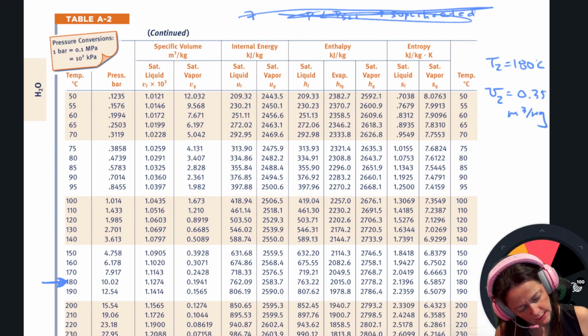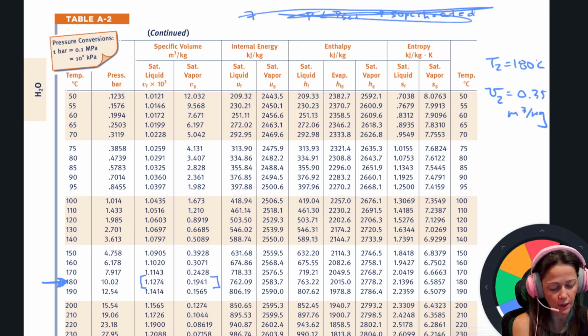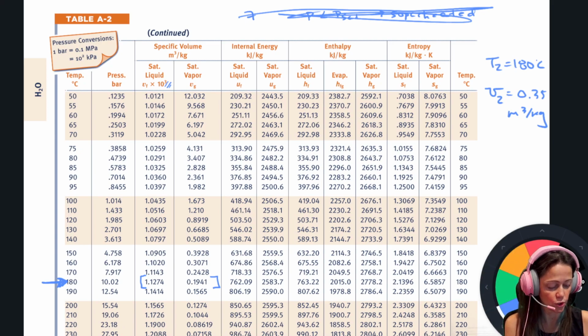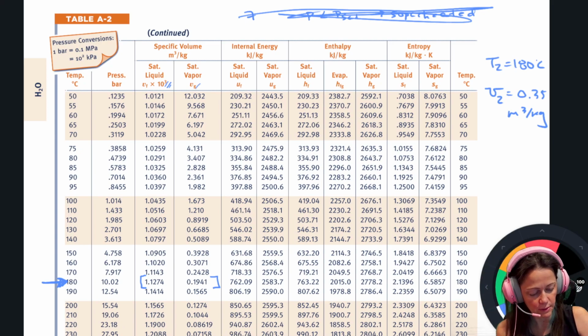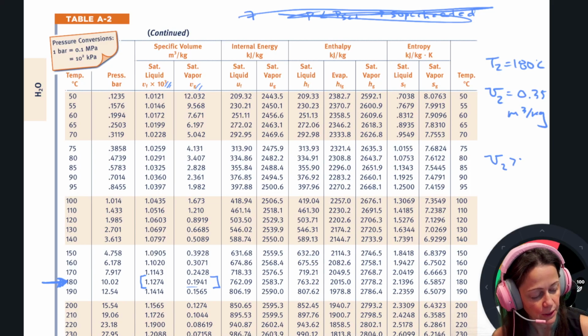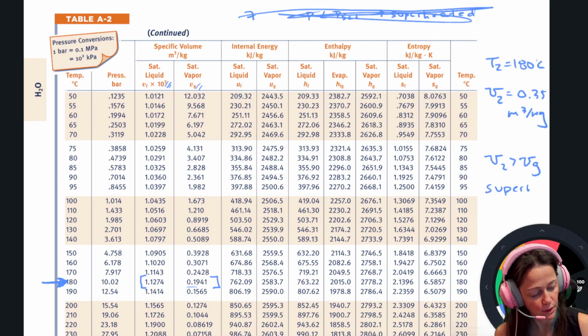All right. And so the key is, is it between the v sub f and the v sub g? So v sub f, remember it's already been multiplied by 1,000. It's 0.0011274, and your v sub g is 0.1941. Well, our specific volume is 0.35. So since our v2 is greater than v sub g, then I know that it's going to be superheated.